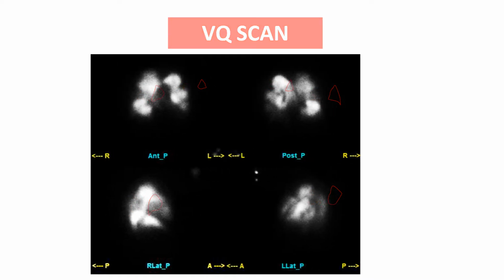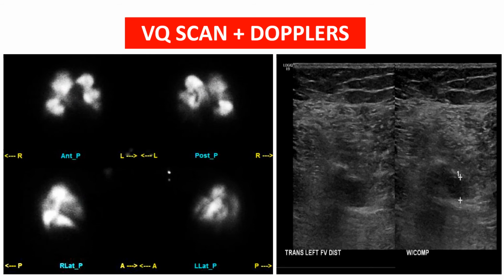You could consider combining data from a VQ scan and lower extremity Dopplers to potentially try to increase your diagnostic accuracy in a situation where you are unable to perform CT angiography. The ultrasound image on the right shows the left femoral vein with both compression and without compression, and we can see the non-compressibility of that left femoral vein.